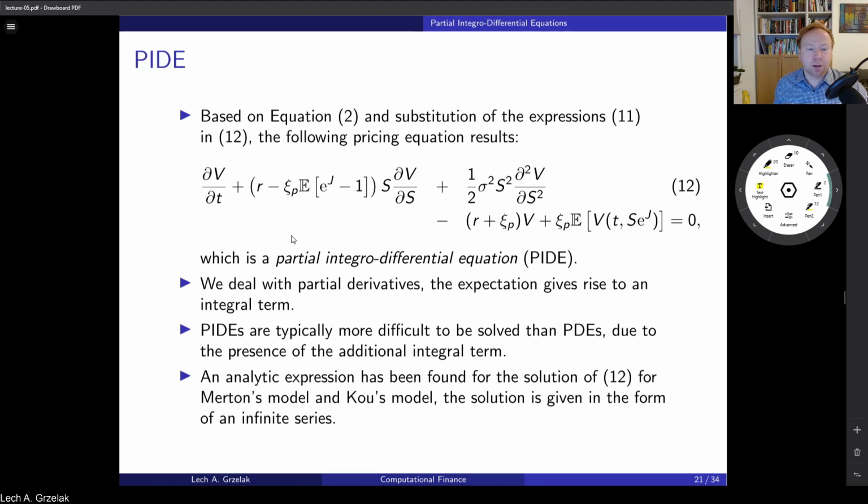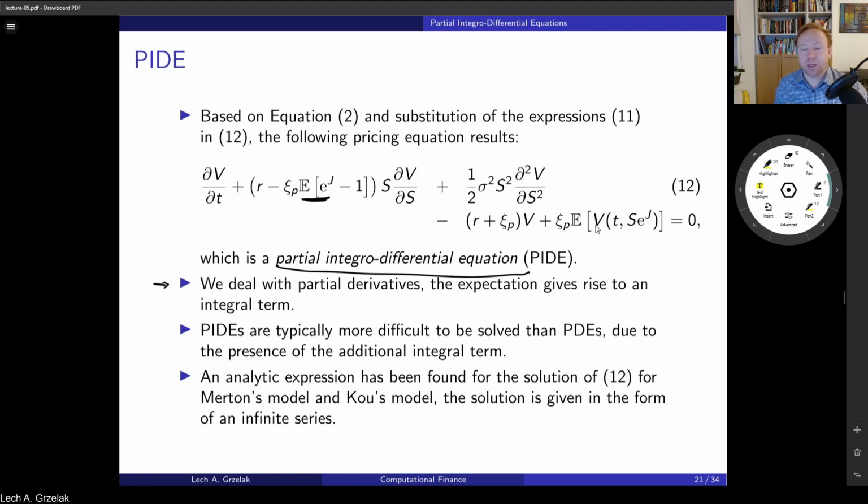To summarize, once you have a PDE which involves some expectation, then it's not a PDE anymore, it's a PIDE, a partial integro-differential equation. So this is something to keep in mind. Whenever somebody says we have a PIDE for pricing, you can immediately think of a jump that is also included in the model. Like I just said before, we deal with partial derivatives. The expectation gives rise to an integral term. PIDEs are typically more difficult to solve than PDEs due to the presence of additional integral terms.